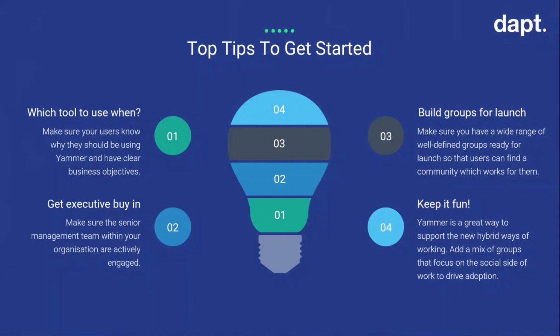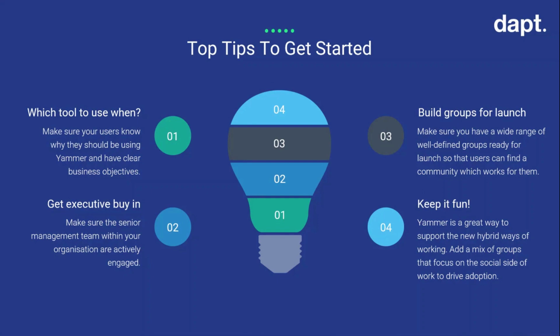Okay, so final slide just to wrap up the demo. Some top tips really to get you going with your Yammer community. I would say one of the key ones for me is which tool to use when. So as I mentioned at the beginning of this presentation, make sure that you make it clear that Yammer is that open platform for conversations across the business. Teams and SharePoint is where you go to store your files and do your day-to-day work. Yammer is really that open platform. Get that executive buy-in. So make sure that your executives are posting messages and liking messages, like I mentioned.